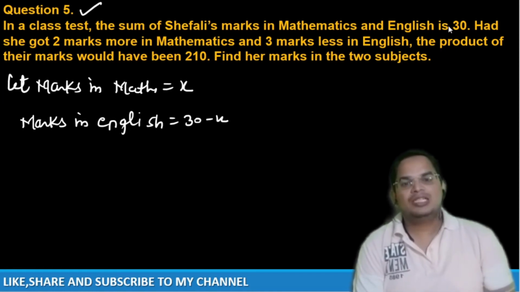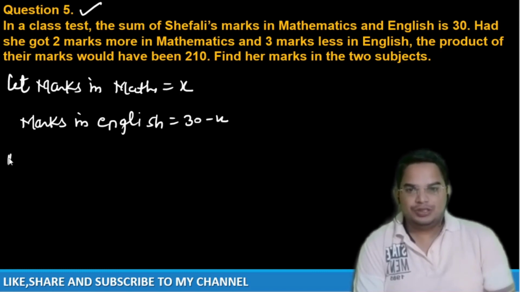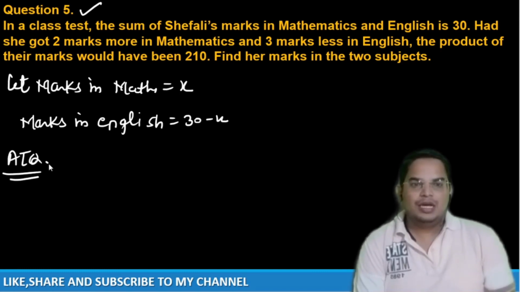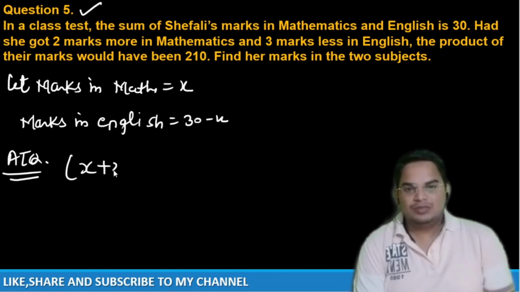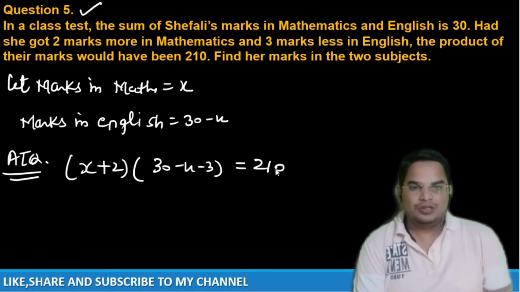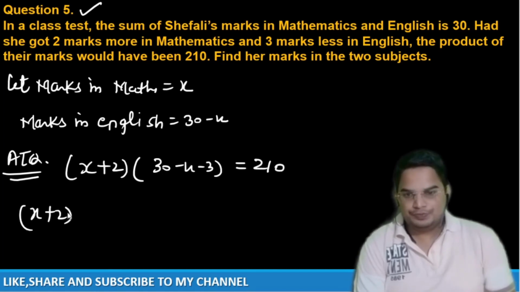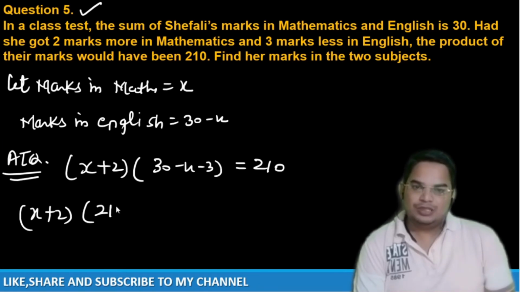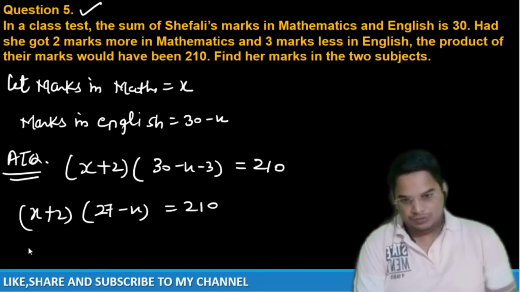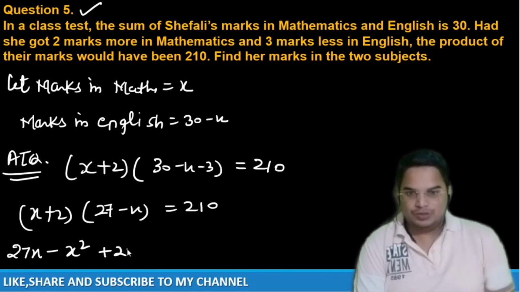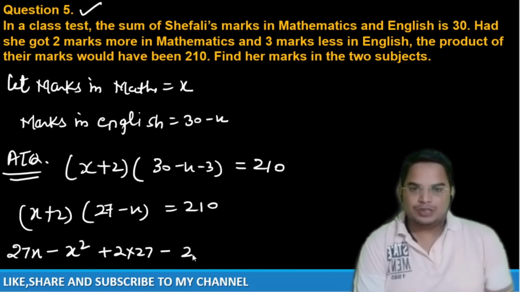Had she got 2 marks more in mathematics? Now according to the question, what is given here? Had she got 2 marks more in mathematics? So if I increase 2 marks, it becomes x plus 2, and 3 marks less in English, so 30 minus x minus 3, the product will be 210 according to the question. So I can write x plus 2, 30 minus 3, it becomes 27, 27 minus x is equal to 210. After doing the multiplication, it becomes 27x minus x square plus 2 into 27 and minus 2x is equal to 210.